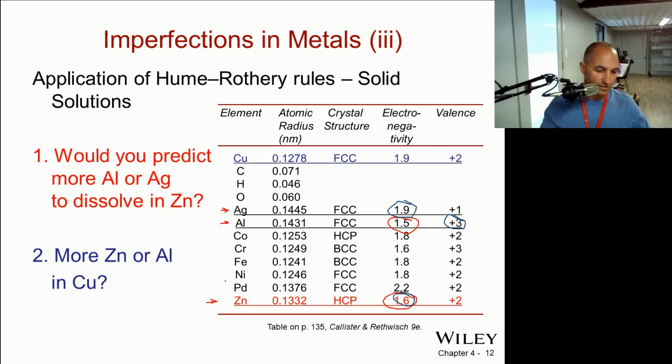And that completes that exercise. So we're going to say that the final answer here is aluminum. Aluminum is going to dissolve better in zinc, even though they don't have the same crystal structure. All right, move on to the second one.